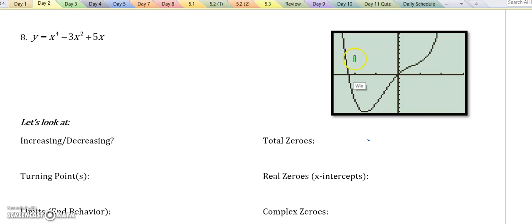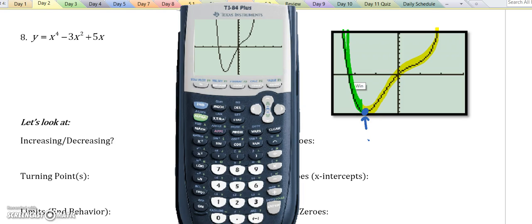Right now with the highlighter, I'm going to highlight my decreasing intervals. Looks like from left to right, I'm going down here, and that's it. My increasing interval, I'm going to highlight here in the yellow. All right, looks like I'm going up everywhere there. So what I really need to note is this turning point where I changed from decreasing to increasing. That's a relative minimum compared to everything else around it.